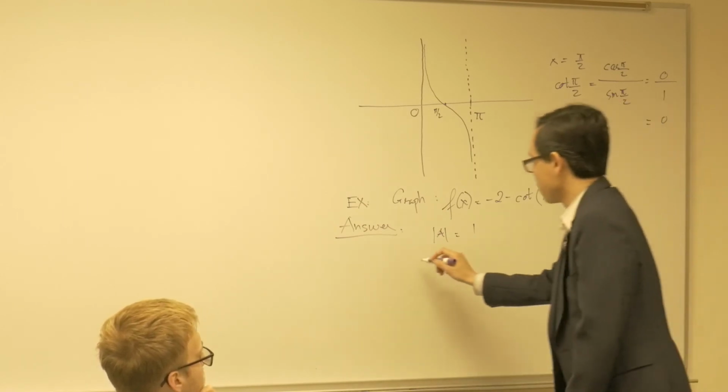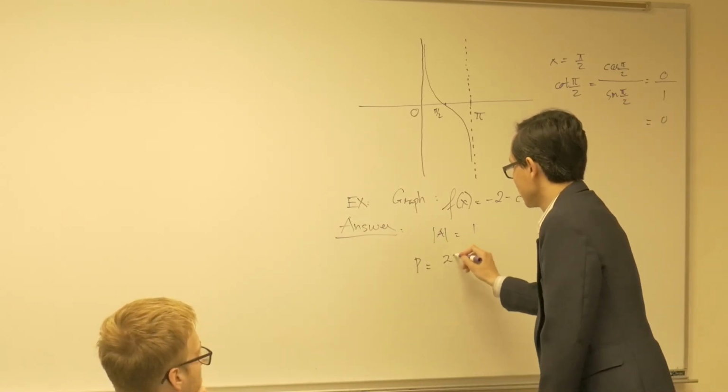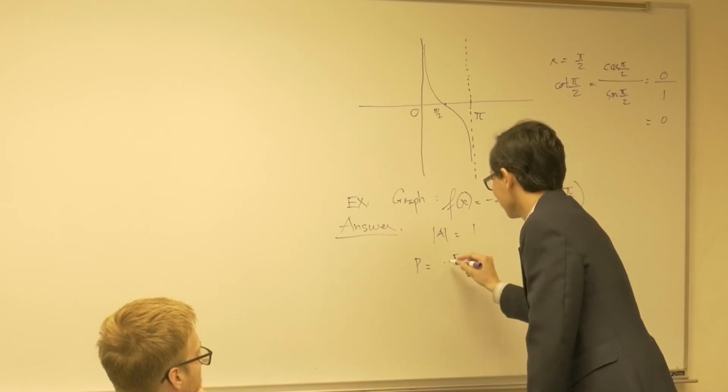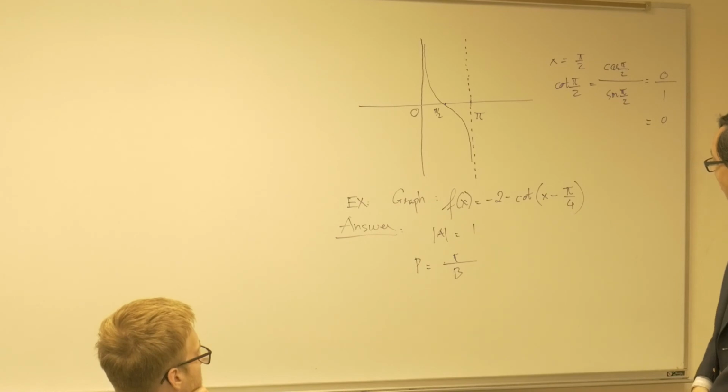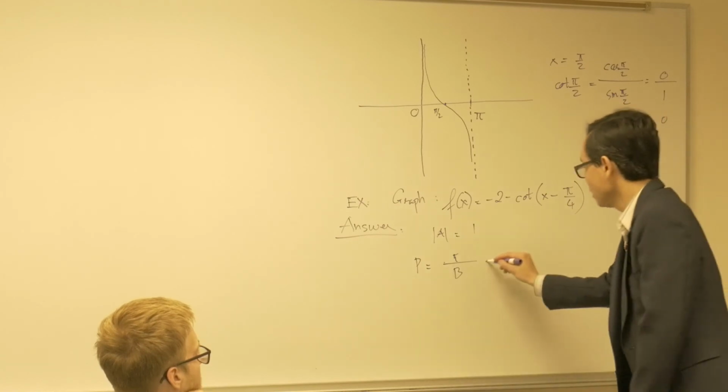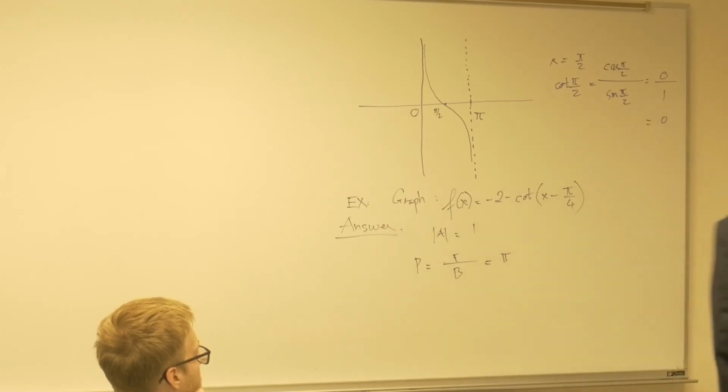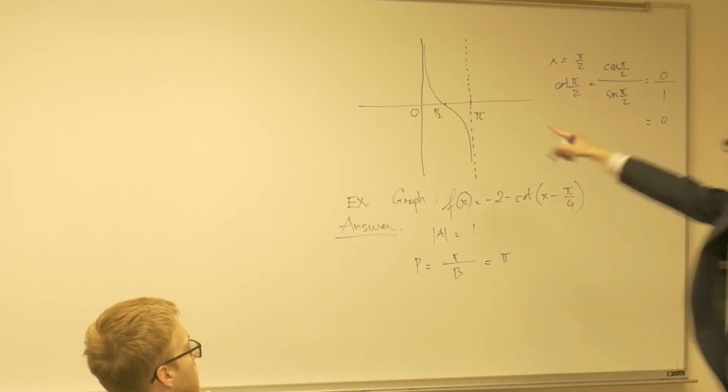Okay, we calculate the period, which is pi over b. I always say pi over b. So b over here is what? 1. So it's just pi. Well, it's kind of the same as this now.